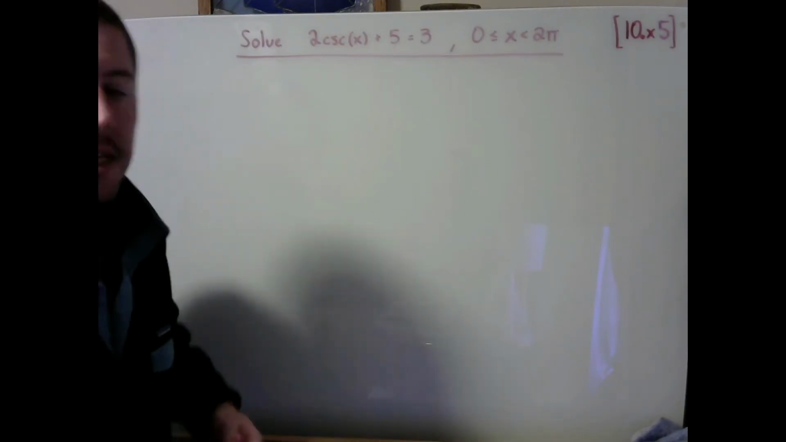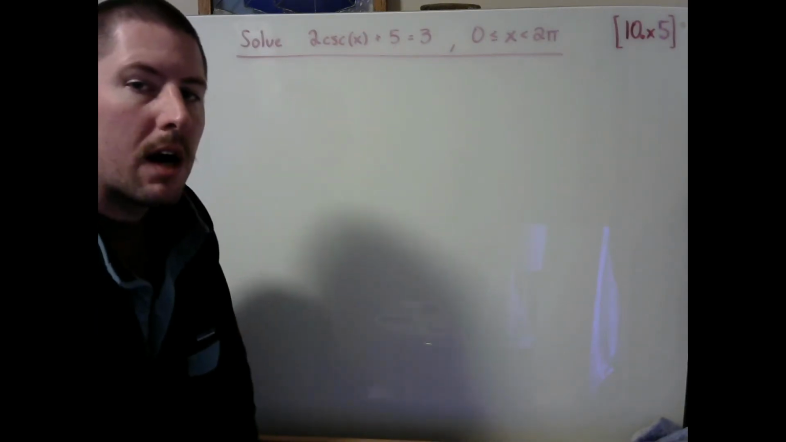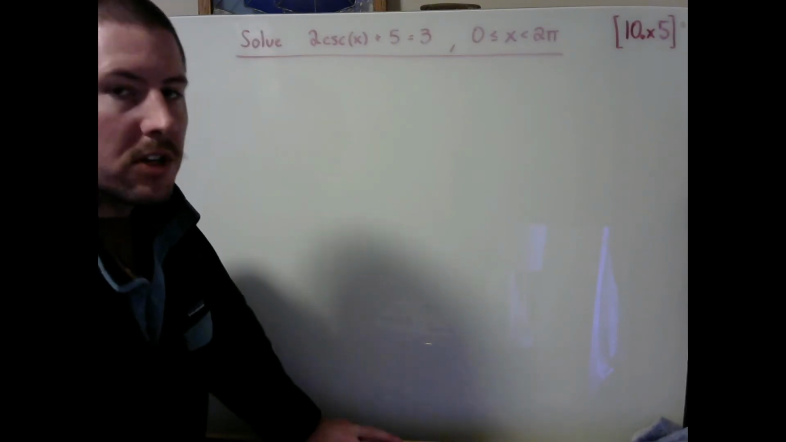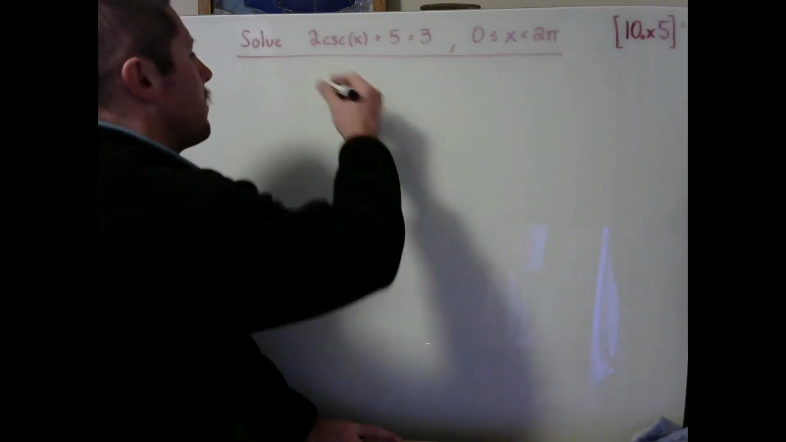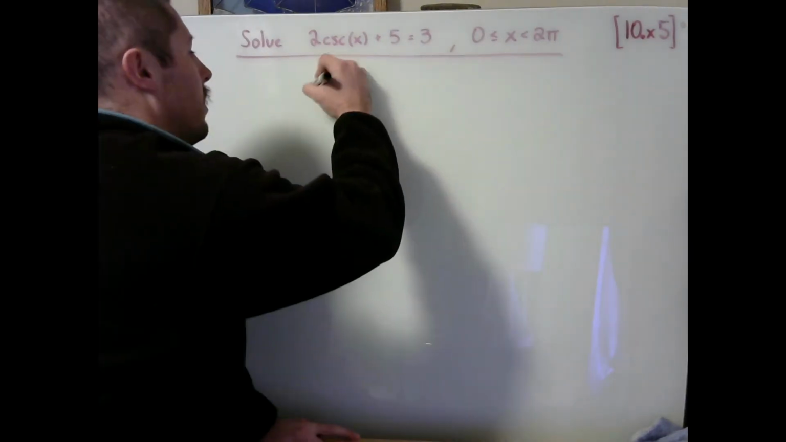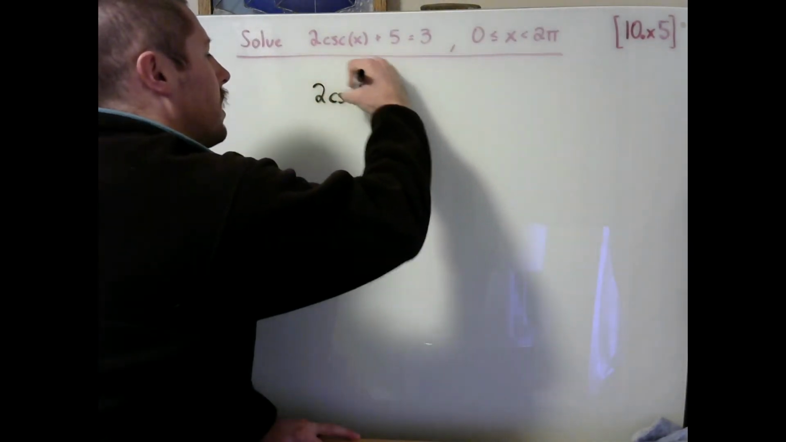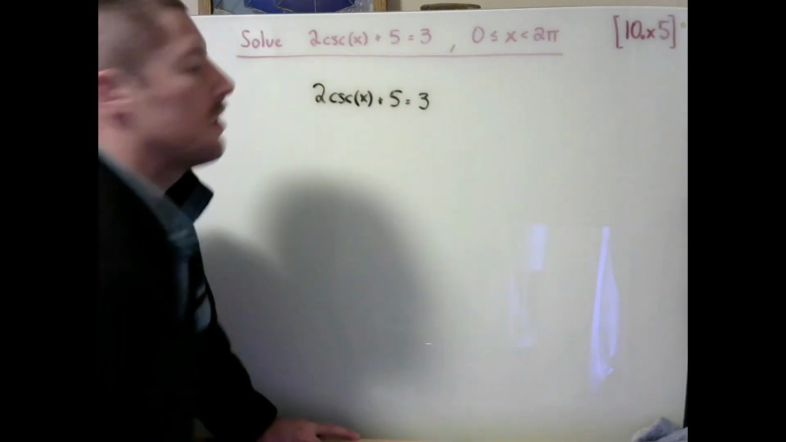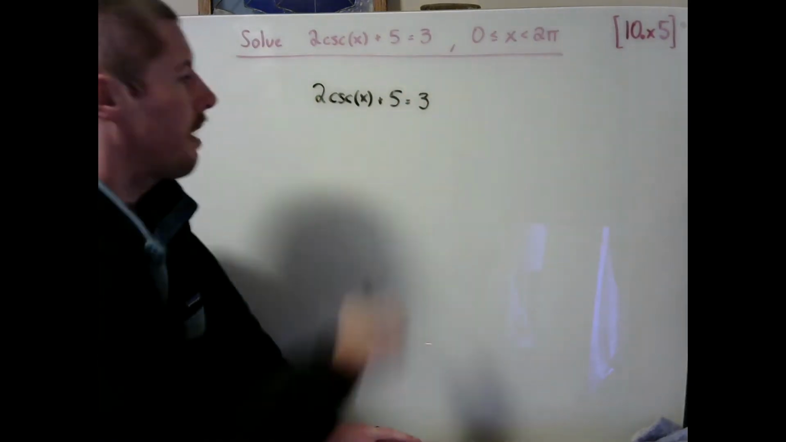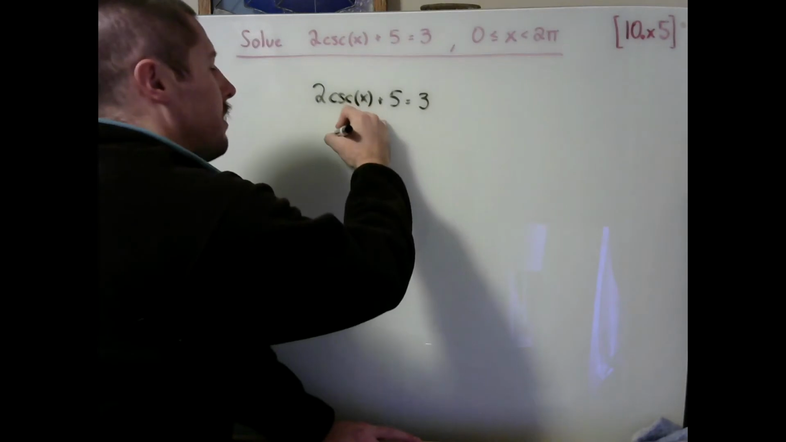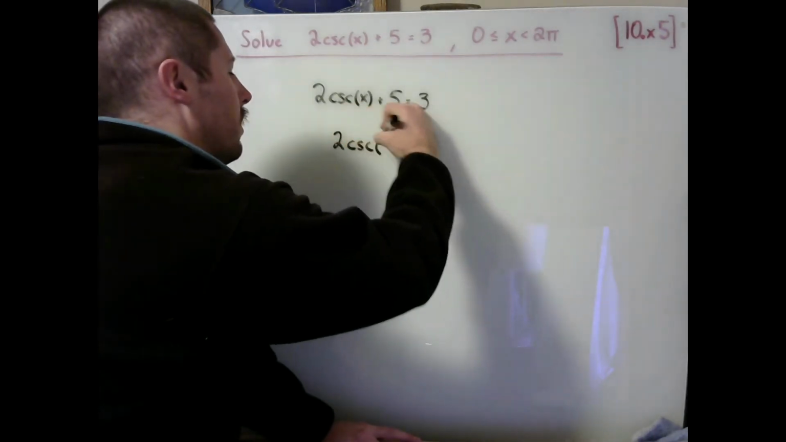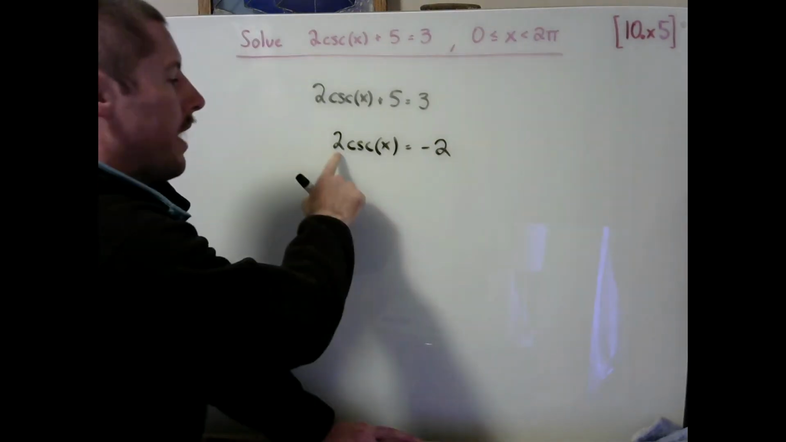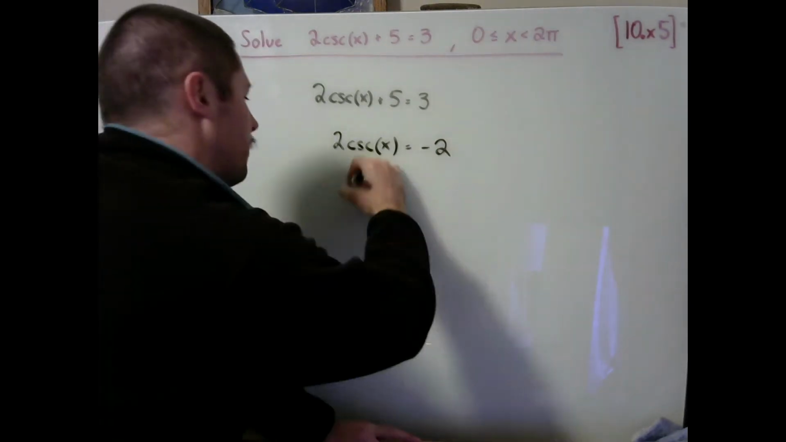So the good news is that we're going to primarily use just some algebra concepts to solve here, and then we'll use our unit circle to identify the angles of interest. So 2 cosecant of x plus 5 equals 3. Well, just using some basic algebra steps here, I'm going to first subtract 5 from both sides of the equation. Now I'll go ahead and divide both sides by 2.